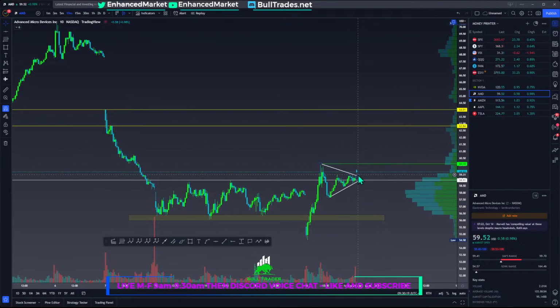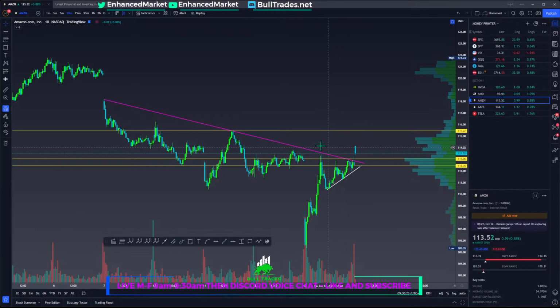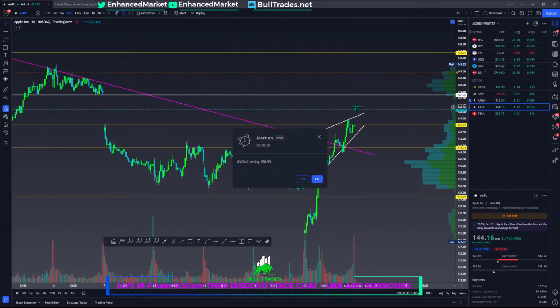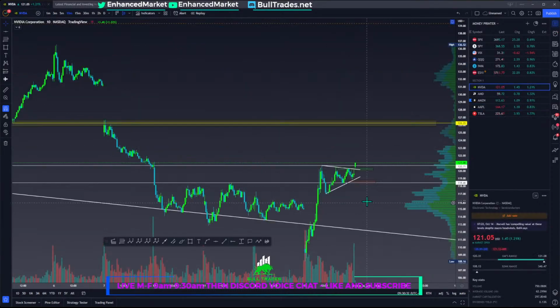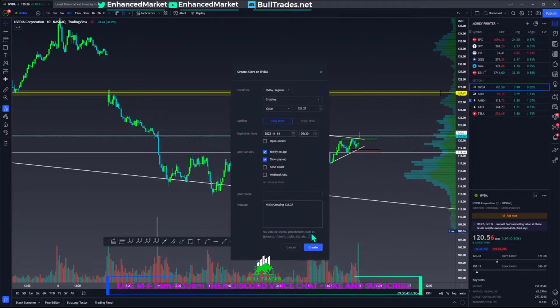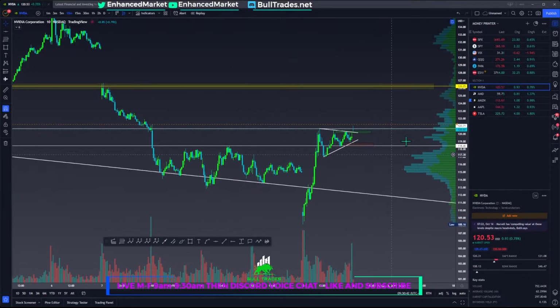AMD sitting right above resistance, might pull back a little bit. Amazon pulling back to previous resistance, going to act as a new support. Apple pulling back down, hovering in a range here. NVIDIA alert going off, breaking out now. Let's see if we can get continuation or if it's going to reject. Now we just create a little impulse candle. I set an alert above and wait to see what happens.